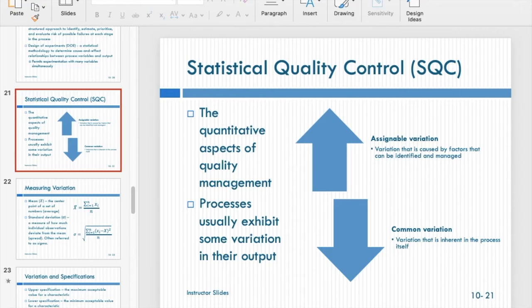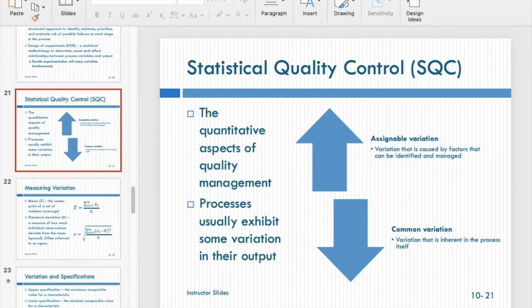Of course, we know that no matter if it's the production process or the service process, you usually will exhibit some variation in their output. Okay, and the statistical analysis or the Six Sigma approach itself is trying to monitor and further reduce the variation in their process in order to decrease the number of defectives in this process, right? That's our target.